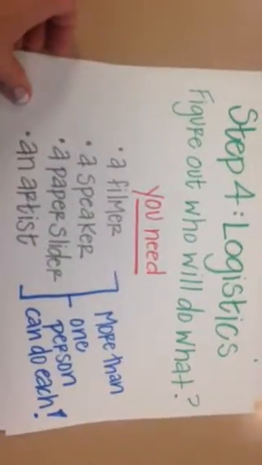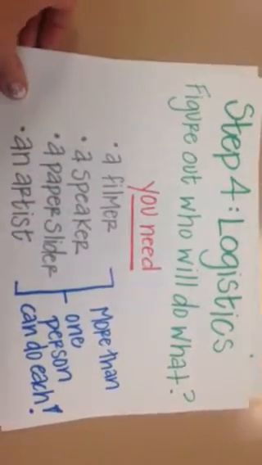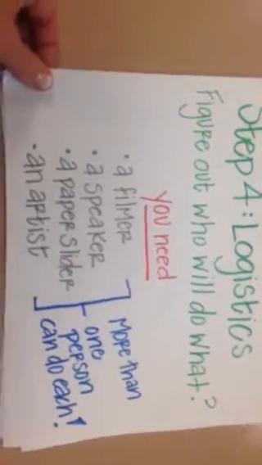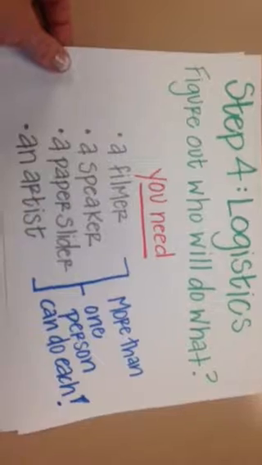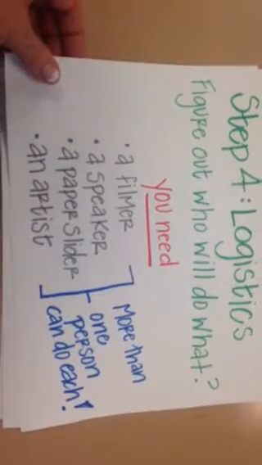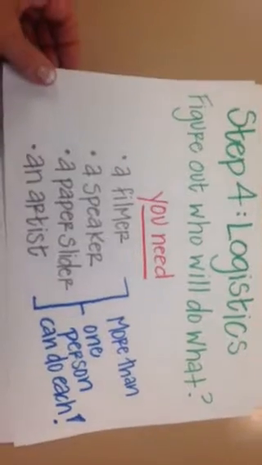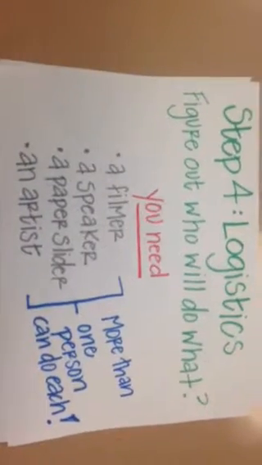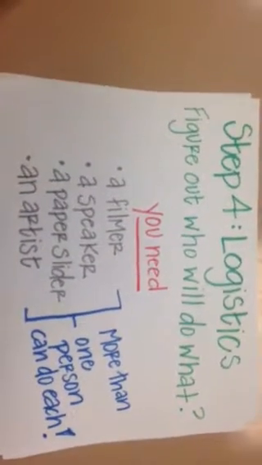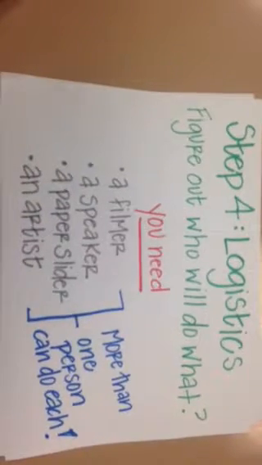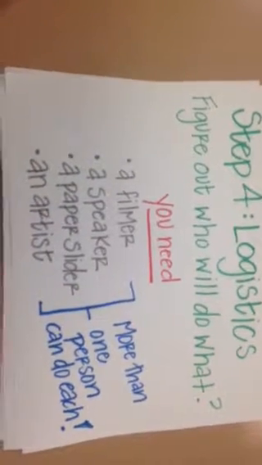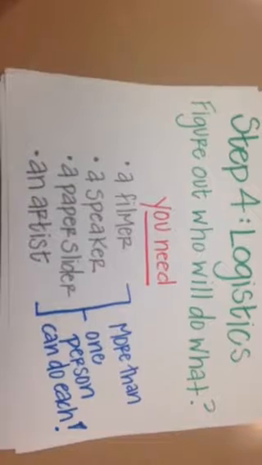Step 4, figure out who will do what. You will need a filmer, a speaker, someone who slides the paper, and an artist. More than one person can do each. You can all be artists and just divide the slides up and create them. You can take turns speaking. You can take turns sliding the paper, although that's a little more difficult. I would just have one filmer.